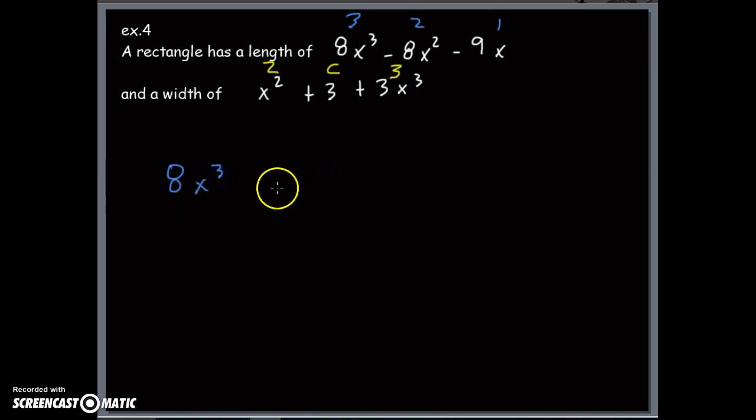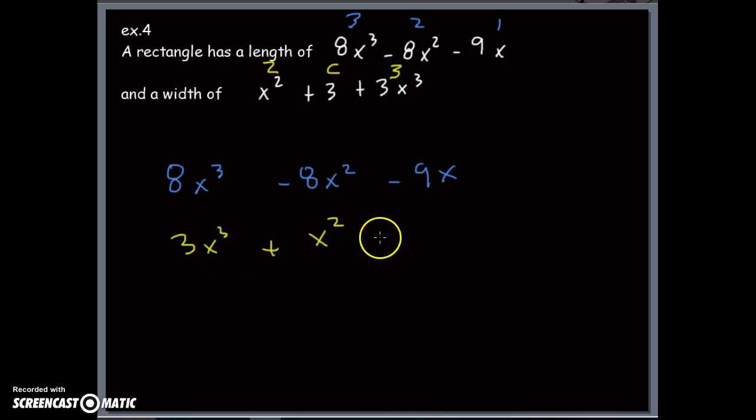8x to the 3rd minus 8x squared minus 9x. And then for the width, we have x squared. We've got a plus 3x to the 3rd. And we've got a constant, so we can say plus 3. So here, if we wanted to write something, we could say plus 0x, because it doesn't have a first power term. We can just put a 0 in front of it. If that's what you want to do, you can.